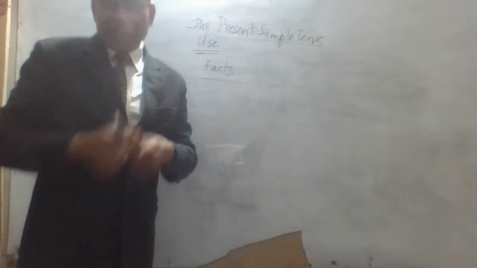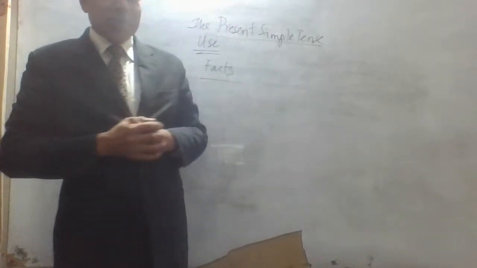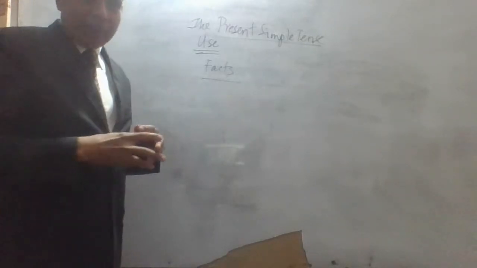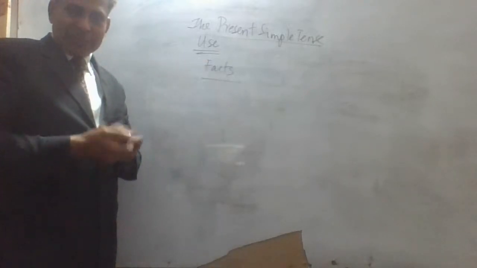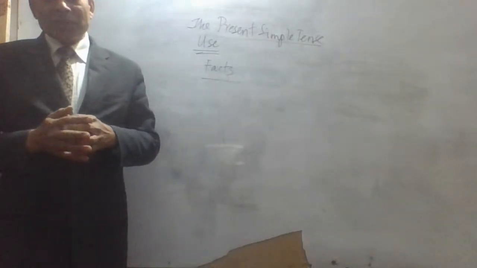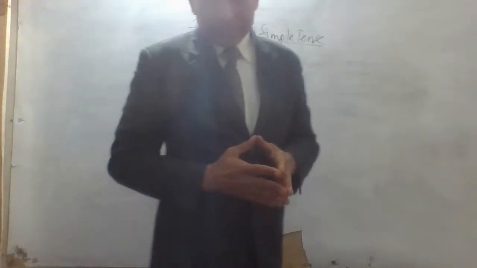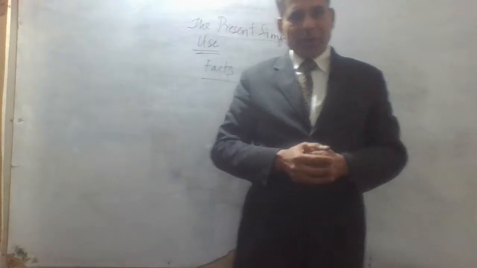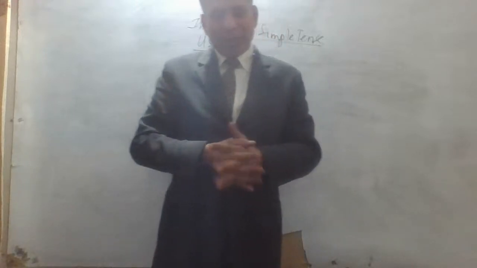Now, facts are of different types. For example, religious texts. If you look at holy books, usually present tense is used. Why? Because the facts stated in the holy books are true forever. That is why we use the present simple tense to talk about facts. Similarly, scientific facts are also true, like water boils at 100 degrees centigrade. And proverbs and quotations are also true for a long time, almost forever. Those proverbs and sayings are still being used today after hundreds of years.